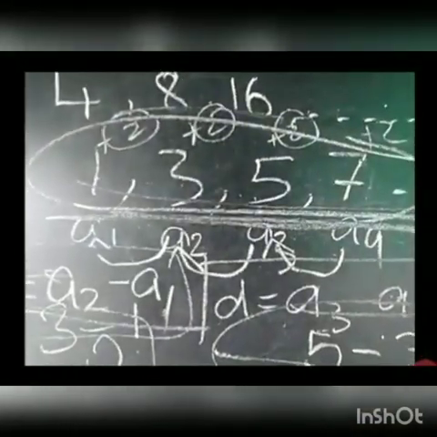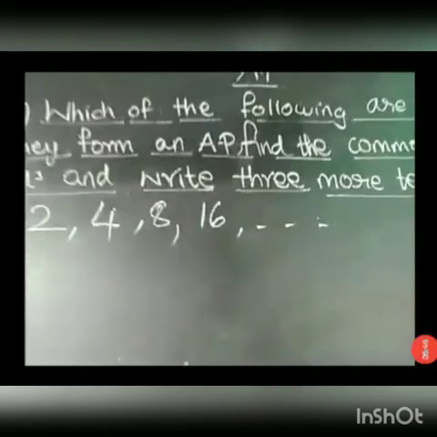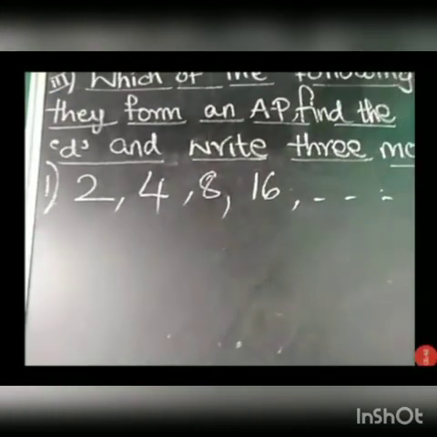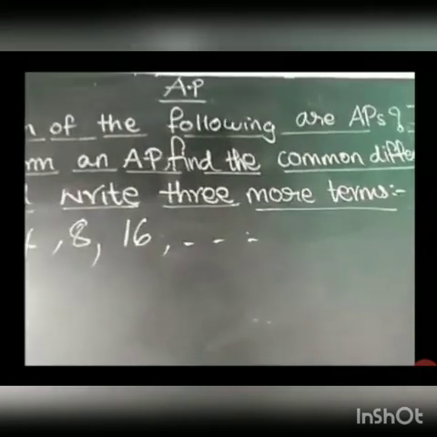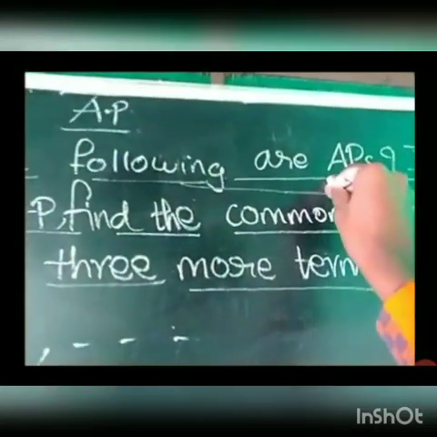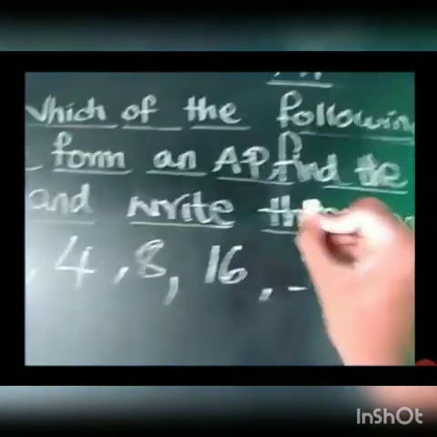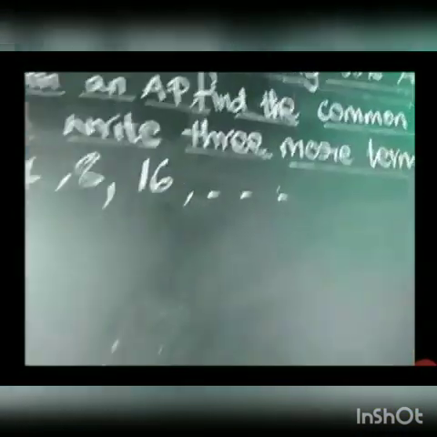Now with this information, let me go with the problem sum. From now you copy it in your classwork. Okay, let us start now. The sequence is 2, 4, 8, 16. What they are asking you to find is whether the following progressions are in AP. If they form an AP, then we need to find the common difference D, and we have to find the next 3 more terms also.